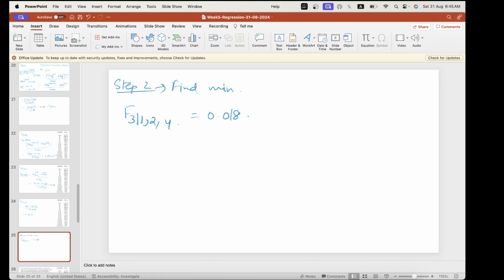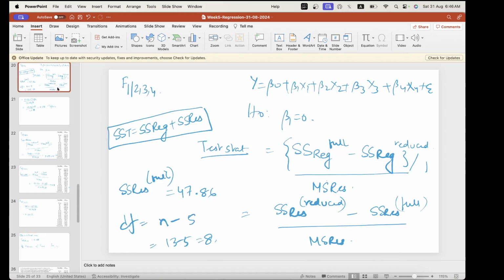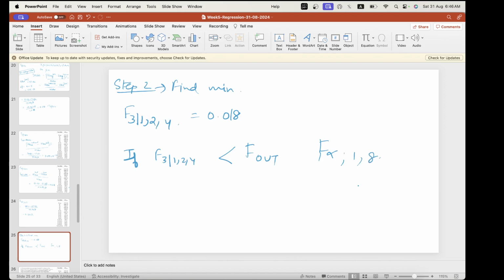Okay, now we have to see if f3 given 1, 2, 4 is less than f out. And how much will that be? This would be f alpha 1, and what is the degrees of freedom? MS residual, this is 8, so this would be f18. So this would be the upper alpha point of an f18 distribution, the point such that the area above this shaded part is 0.05. Because nothing is mentioned, I am going to take 0.05.